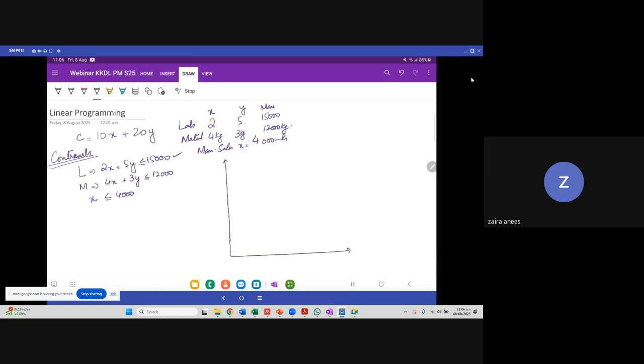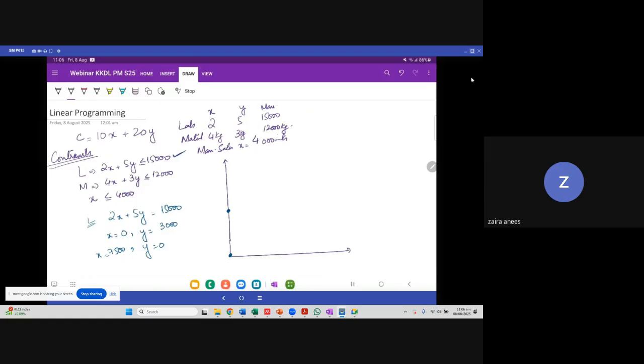We say, okay, fine, this is the equation, so we are going to plot this line. The labor line can be plotted by keeping zeros for x and y, right? So if the equation is 2x plus 5y equals 15,000, what if we put x equals 0? What will be the value of y? Y will be equal to 3,000. And if we put y equals 0, the value of x will be 7,500. So for x equals 0, y should be 3,000.